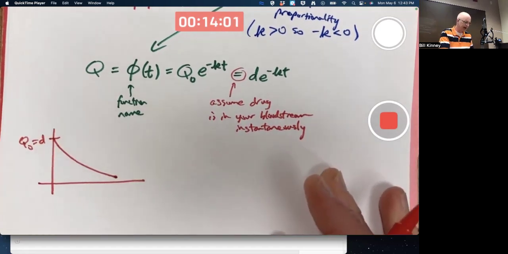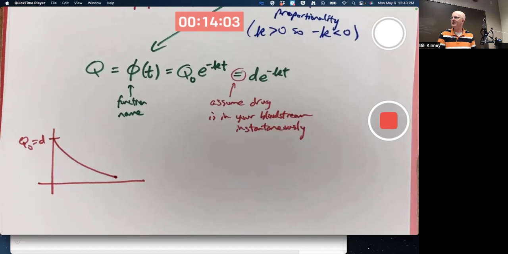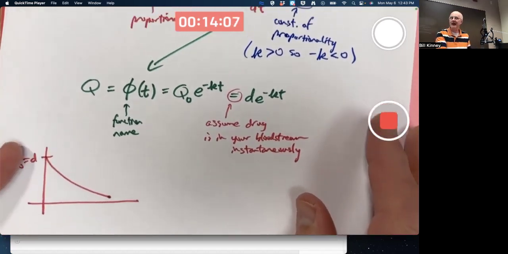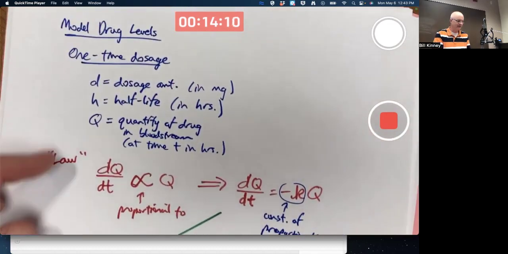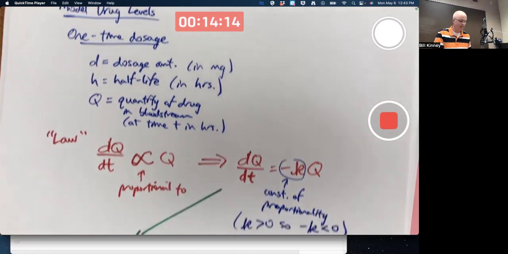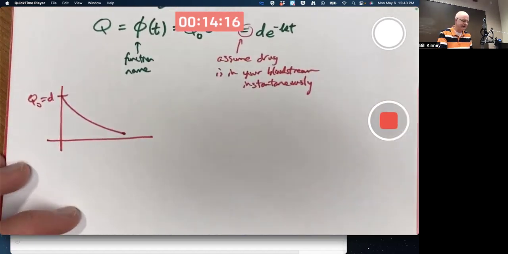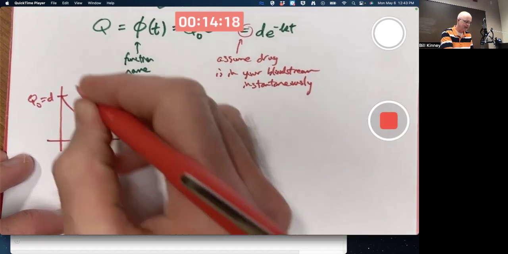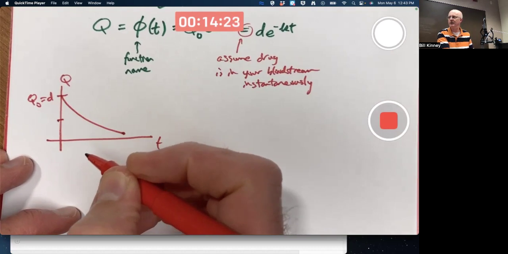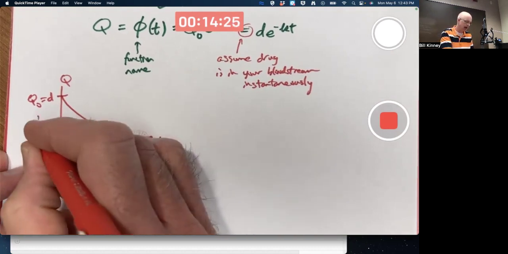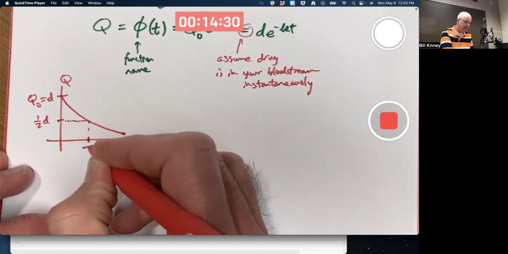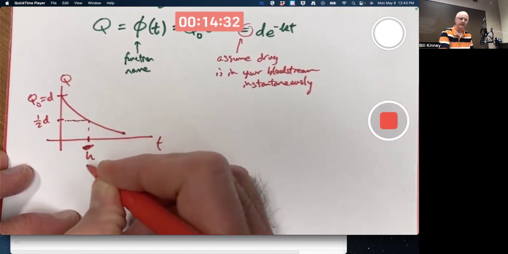But wait a minute, am I forgetting something? I am forgetting something that I wrote down on purpose. I'm forgetting the half-life. What's the half-life? The half-life is the amount of time, t, so that you end up with half the amount you started with. 1/2 D right there is going to occur at time H for half-life.